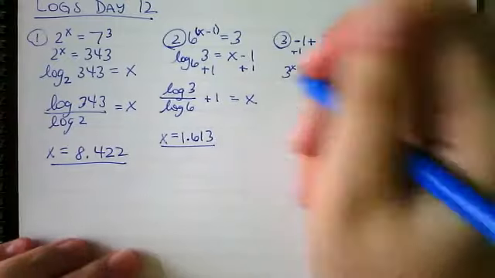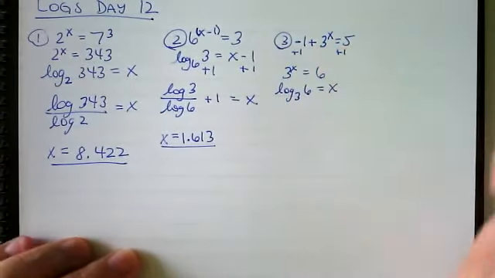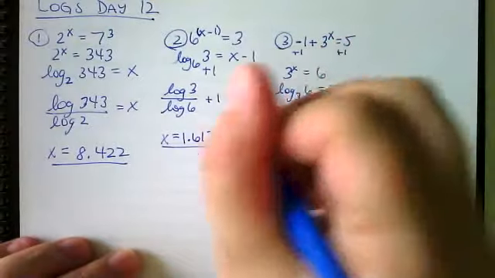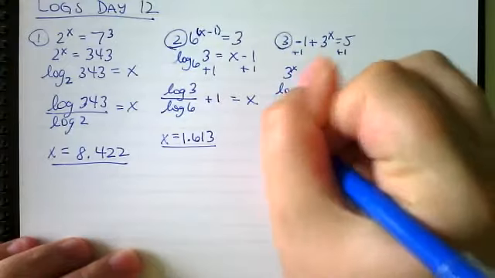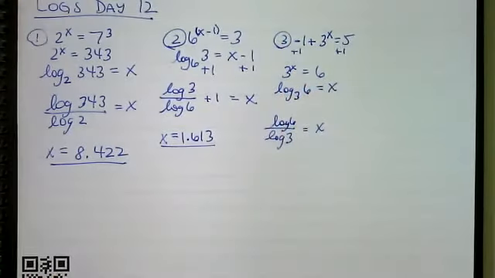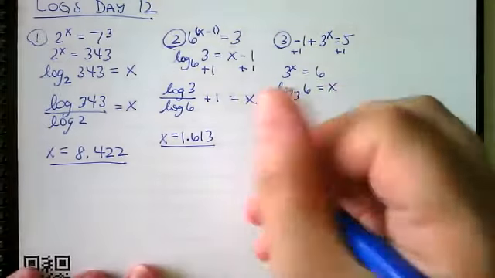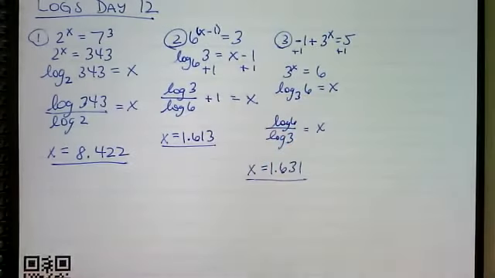Now I can rewrite. So I've got log base 3 of 6 equals x. Then I'm just doing the change of base like I have been the whole time. So I've got log of 6 divided by log of 3 is equal to x. I'm plugging that into my calculator. Log 6 divided by log 3, and I'm rounding to 3 decimal places, so I get 1.631. And there's our final answer.